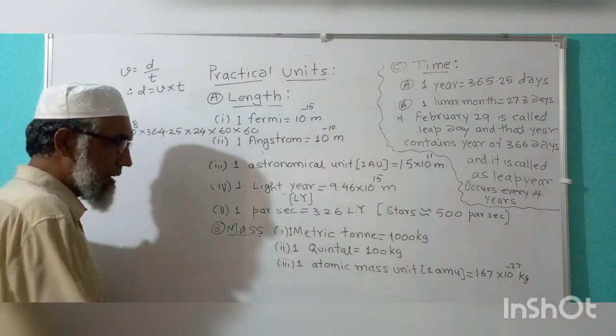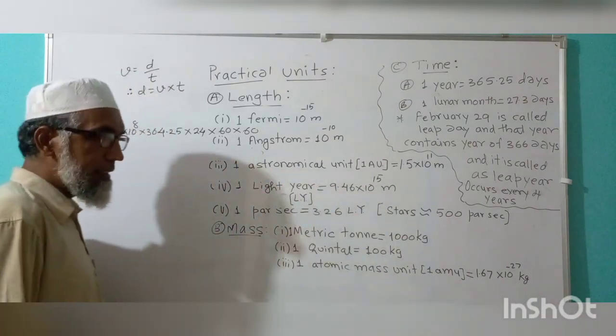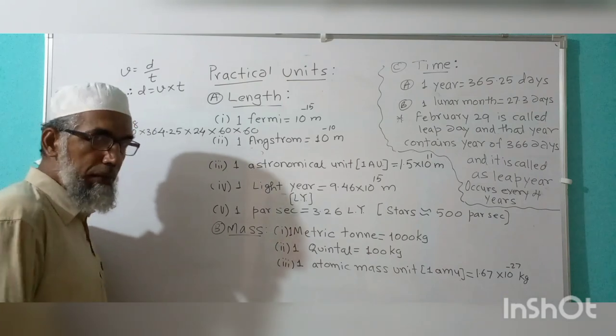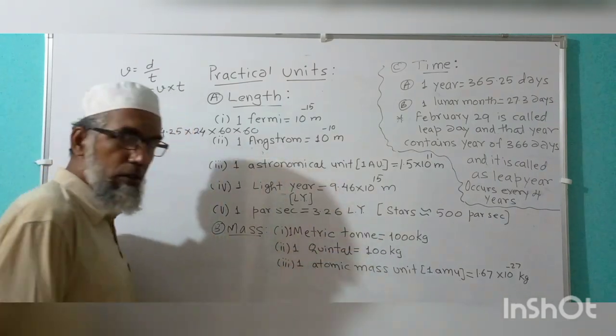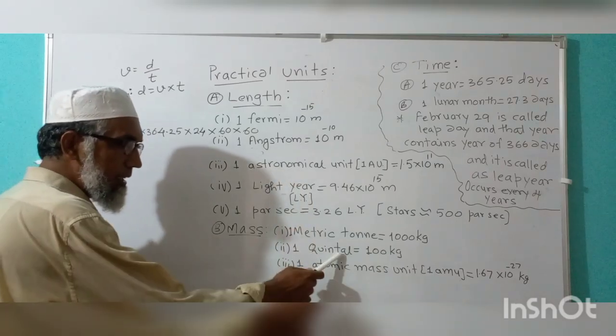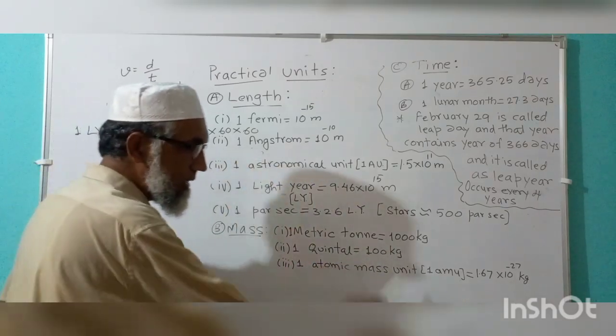Now, mass. 1 metric ton is equal to 1000 kilogram. 1 quintal is equal to 100 kilogram.